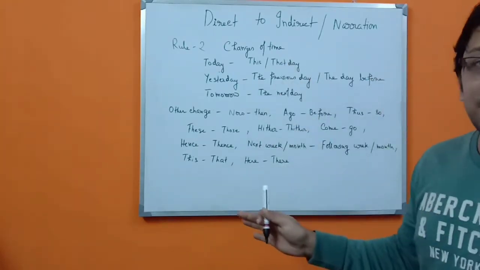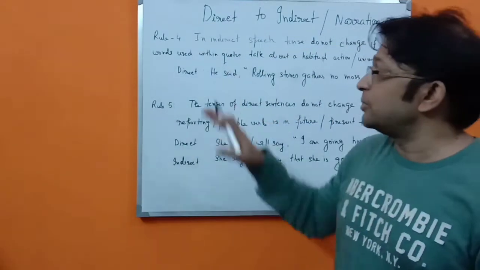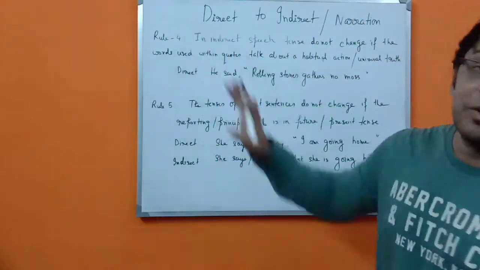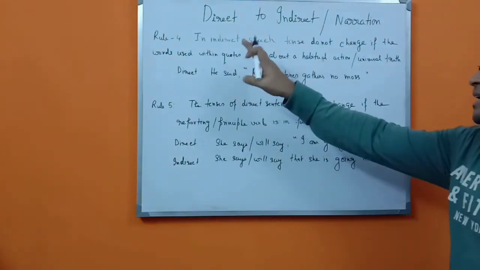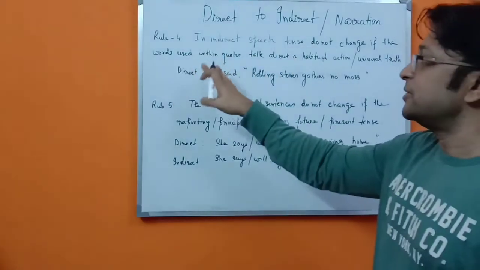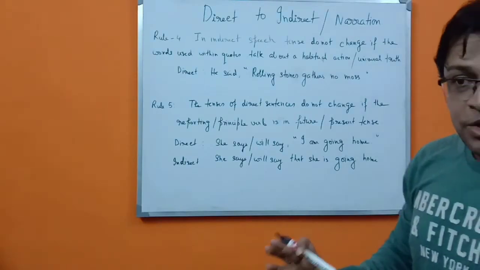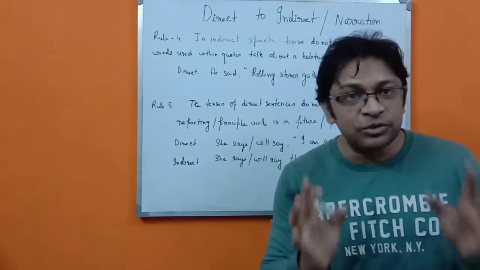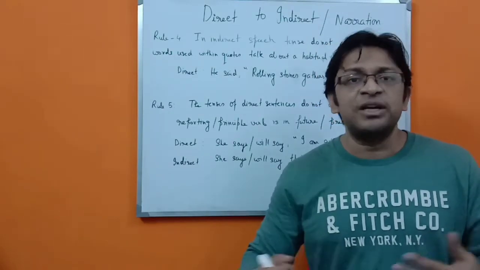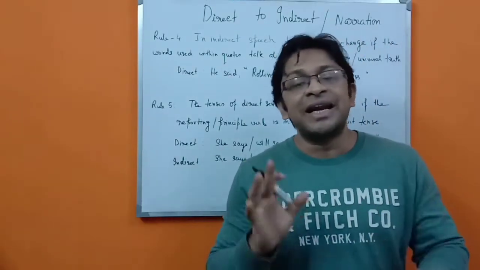These are the very important things. So note these things down and remember, I will show you, that is rule number 4 and rule number 5. These are also very important. Why? Because in rule number 4, we can see that in indirect speech, tense does not change if the words used within the quotes talk about habitual action or universal truth. So first of all, we have to know what is universal truth or habitual action, because some actions are very habitually done, or some truths are told which will never change.